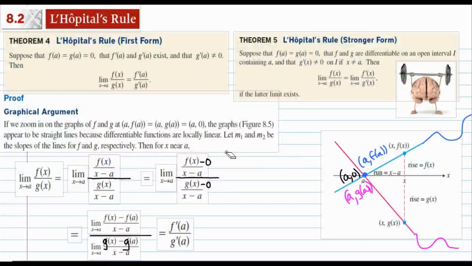This is the screencast for section 8.2, L'Hopital's rule. L'Hopital's rule has two forms, the first form and then the stronger form.